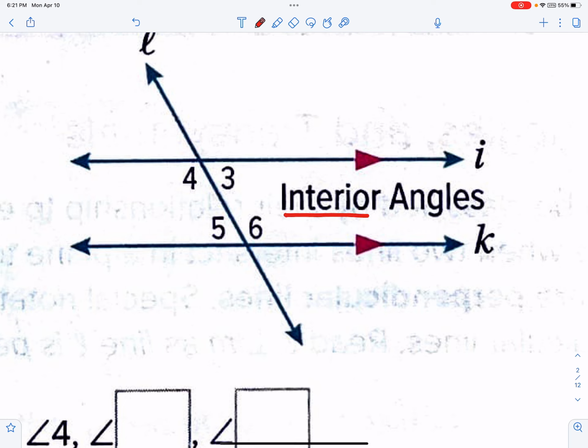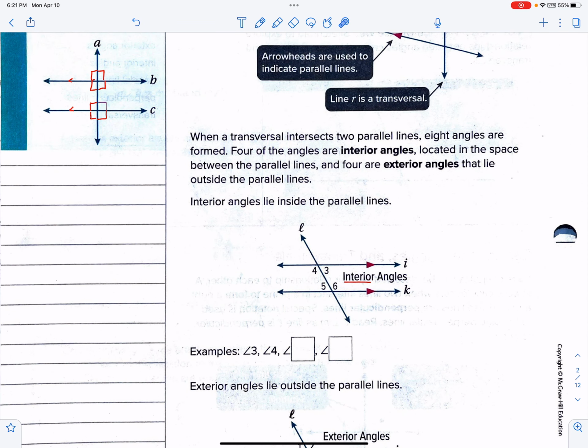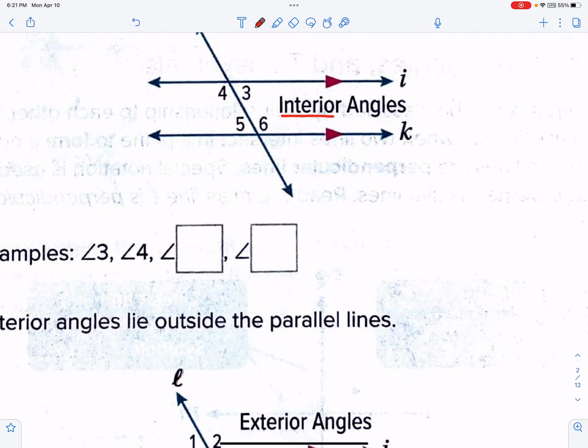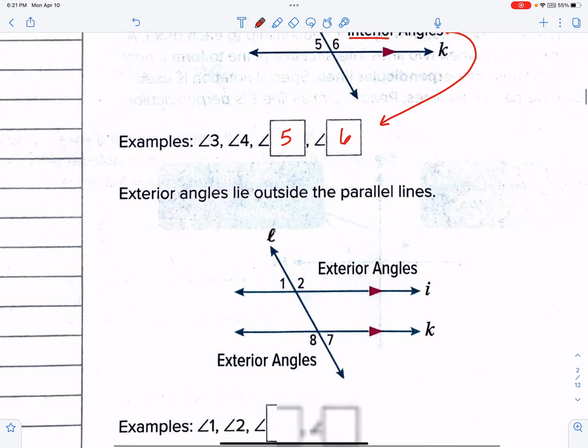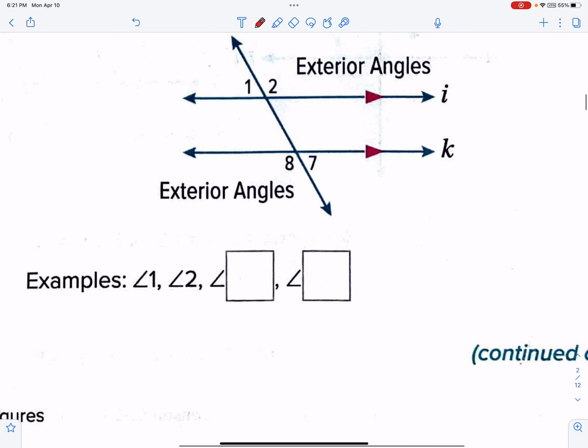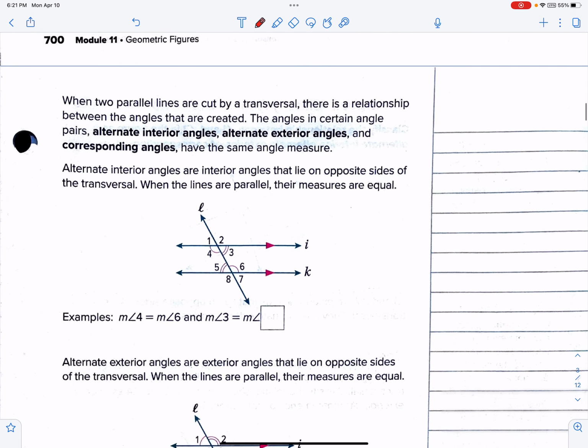Okay, so we have our parallel lines right here. And all the angles inside the parallel lines, if you think of this as inside, are called interior angles. Take a guess what all the ones on the outsides would be called. Those would be called exterior angles. So what are all the interior angles? The interior angles are angle 3, angle 4, angle 5, and angle 6. The outside ones are called exterior angles, so we have angle 1, 2, 7, and 8, and those are all exterior. There are some things that we'll learn about interior and exterior angles.